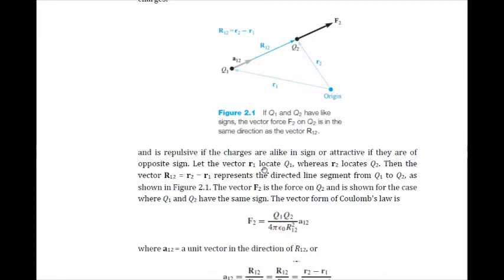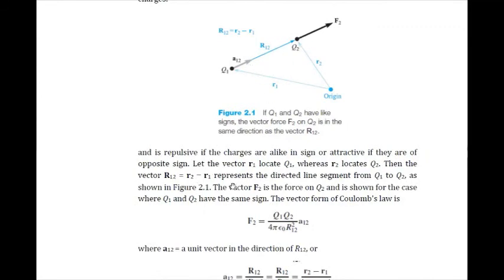Let the vector R1 locate Q1. Okay, ito yung Q1 natin, then we have here R1. Where R2, ito yun, locates Q2, yung charge 2 natin. Then the vector R12, okay, that will be this one, R12, is equal to R2 minus R1. Okay, para nakuha yon dito from this one. Ibig sabihin, yung R12 natin, yung magnitude niya o unit vectors ng R12, will be equal to R2 minus R1. Okay, these are the formula: R12 equals R2 minus R1.